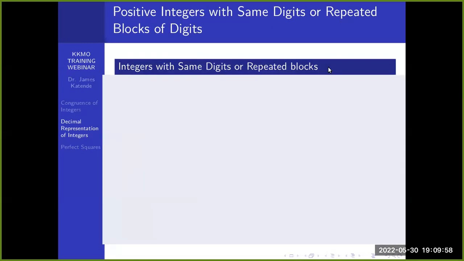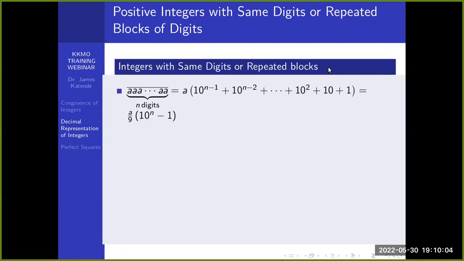So we're going to use these ideas to try to get some results on integers that have the same digits or repeated blocks. So suppose an integer has the same digit a throughout. For instance, an integer which has only 2's, it doesn't have any other number, it's the same digit throughout. It can go on for a finite number of places as you wish. So this is the kind of number we are looking at, one that has exactly the same digit repeated.